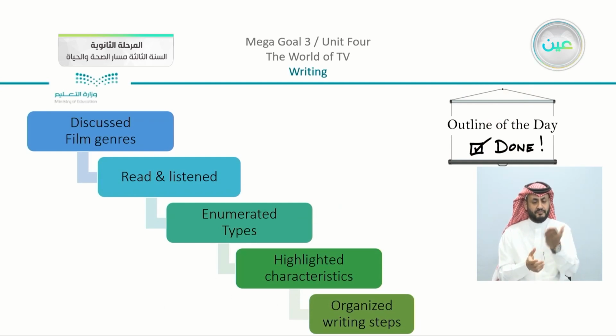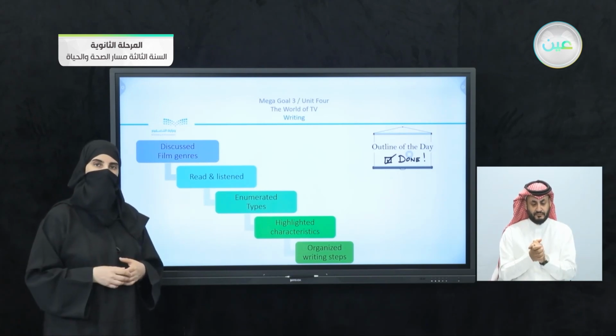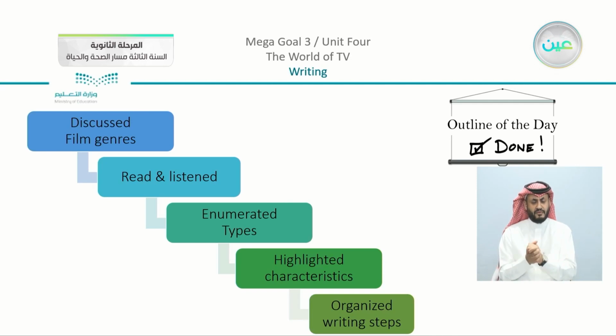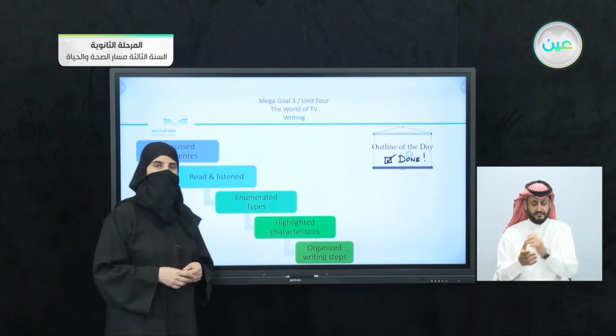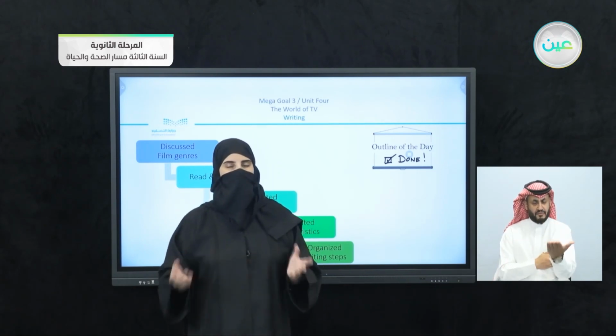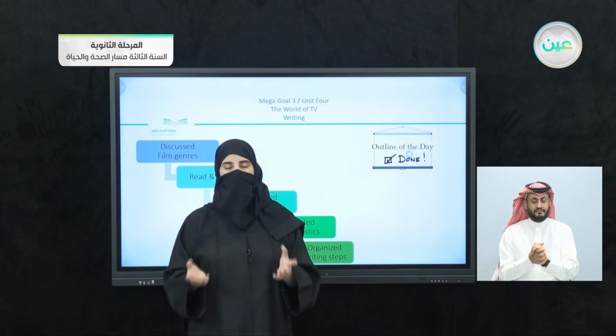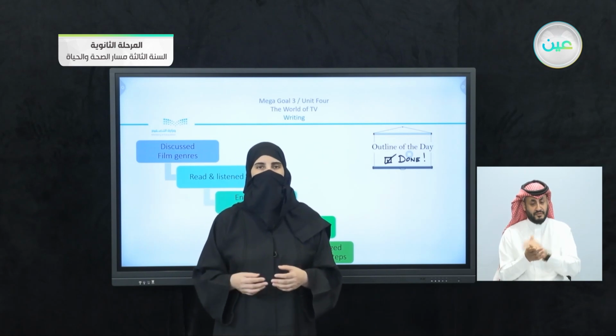We come to the end of our lesson. Our outline of the day is to discuss film genres. We also, in our previous lesson, read and listened to the basic text that we have in the lesson. We enumerated types. We highlighted characteristics and we organized writing steps that are going to be very useful for you when you start writing your essay. So I am very sure that you are going to present excellent essays and you are going to think about the idea of film genres in a creative manner. You're going to start writing, and good luck.